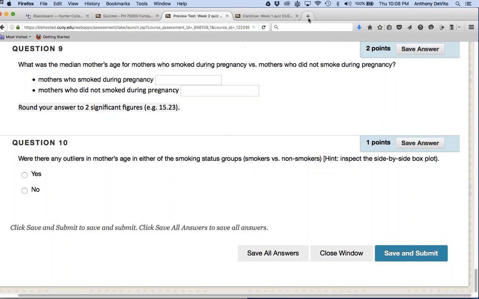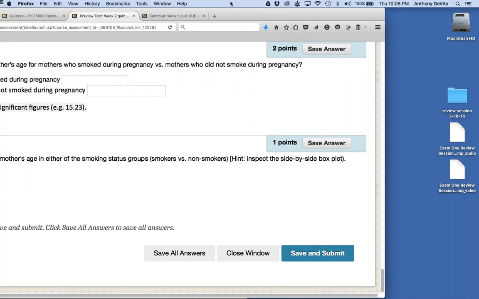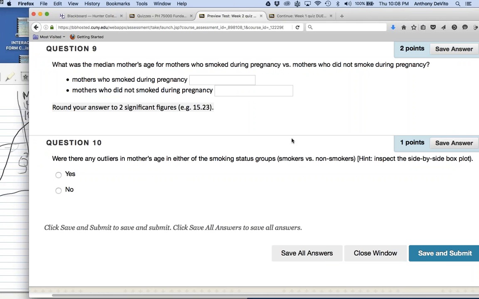Okay, all right. And the last question is: were there any outliers in the mother's age in either the smoking, or let's see, any outliers? Inspect side-by-side box plots. Well, one of the things that you're going to discover as you do these analyses, analyze descriptive statistics, if you go into descriptives or if you go into explore, it will automatically produce some graphics for you. In the options, you can choose what those graphics are. For numerical variables, you could tell it you want a stem and leaf. Nobody uses that anymore, really. A histogram. You can also have box plots.